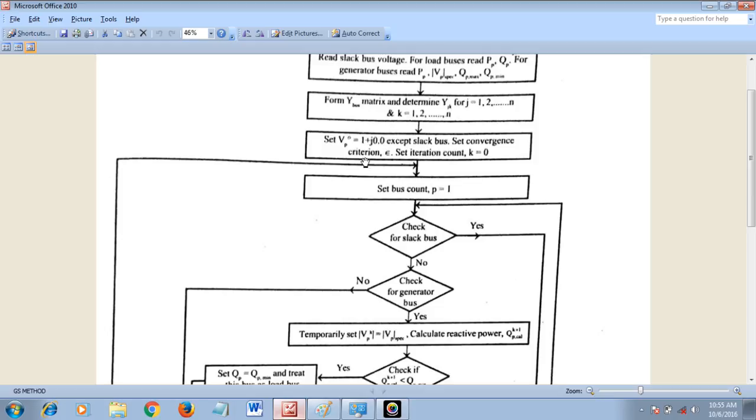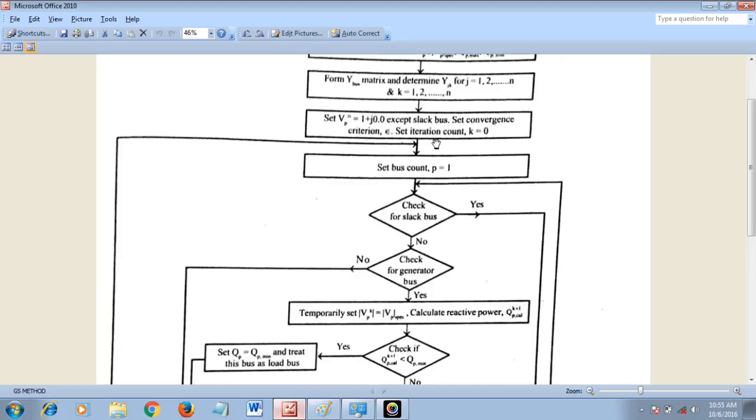Without the slack bus, we set V_p, the initial voltage, as 1 plus j0, and the convergence criterion epsilon is determined here. After initializing these values, you have to set the iteration count.